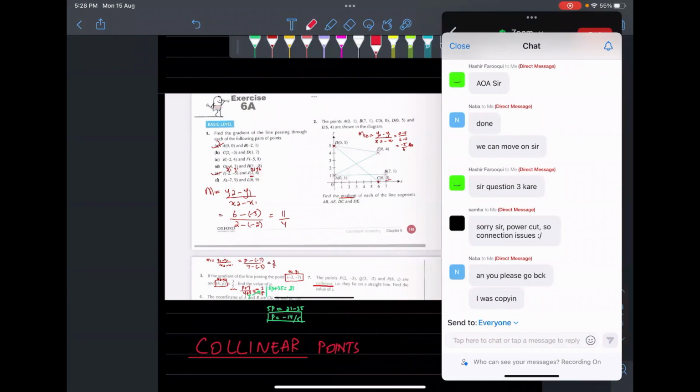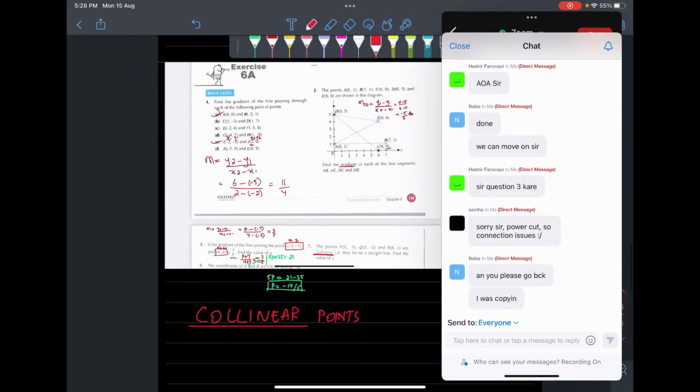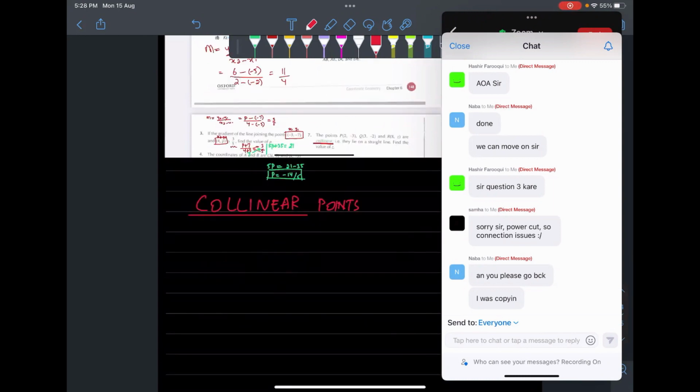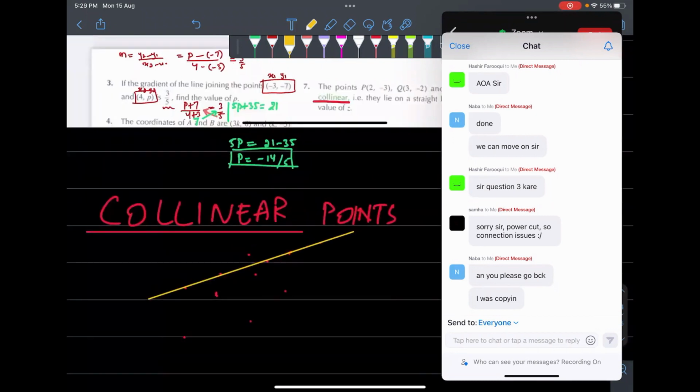So their gradients with each other will be equal. Collinear points mean, imagine there are a lot of points like this. Now, okay, these are not good points. Let's make good points. Collinear points mean points that are on the same line. If you notice, I have got only these 4 points lying on the same line. So these 4 points will be considered collinear. These 4. 1, 2, 3, 4.